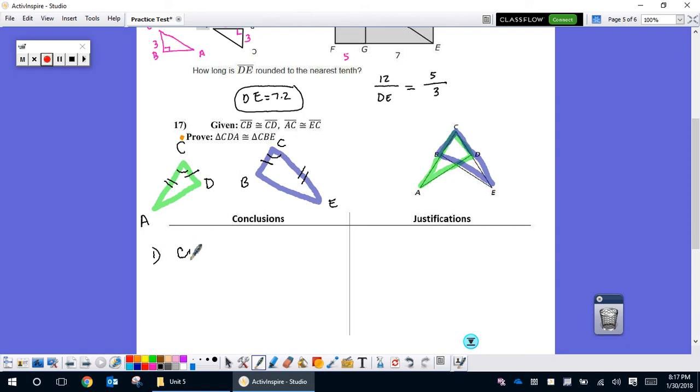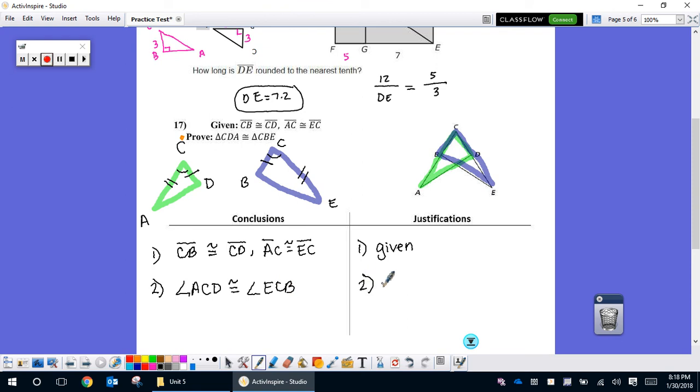So your first conclusion, everybody should always get right. You just write down exactly what the given says, and you justify that with given. So the other piece of information that we marked, that the given didn't come out and say, is we need to say angle C is congruent to angle C. And I'm actually going to use 3 letters just to be fancy, and I think you should as well. So ACD, that's the top one right there, is congruent to angle ECB.